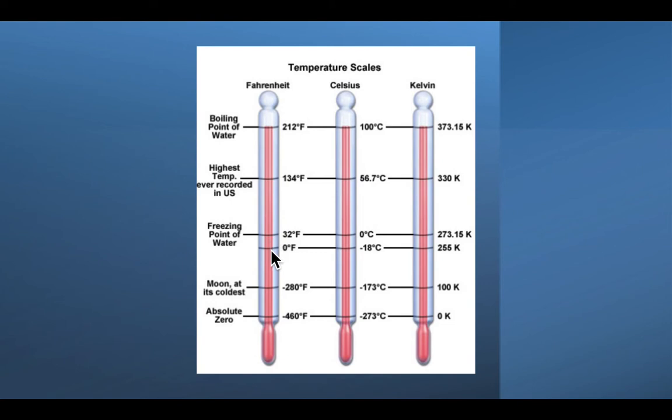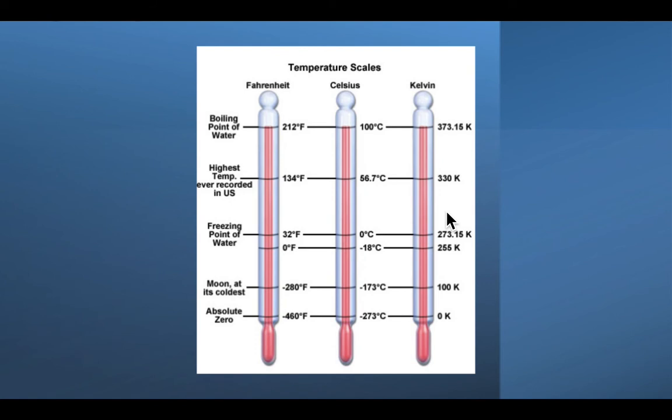Now, the reason why freezing of water is 32 on the Fahrenheit scale, and we have a 0 Fahrenheit, is that this is a very old scale. And at the time, people thought 0 Fahrenheit was the coldest you can get. But in fact, that's not the coldest you can get. You'll also note that the difference between 0 Celsius and 100 Celsius, which is freezing and boiling of water, is exactly 100. On the Fahrenheit scale, it's 180. So Fahrenheit degrees are actually smaller. That's why we really don't want to mess with them.